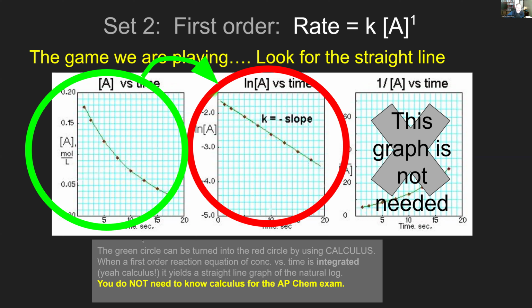When a first order reaction equation of concentration versus time is integrated, yay, calculus, it can yield a straight line graph of the natural log. You do not need to know calculus for the AP exam. You just need to be able to spot the straight line and to recognize that the y-axis is the natural log of A.